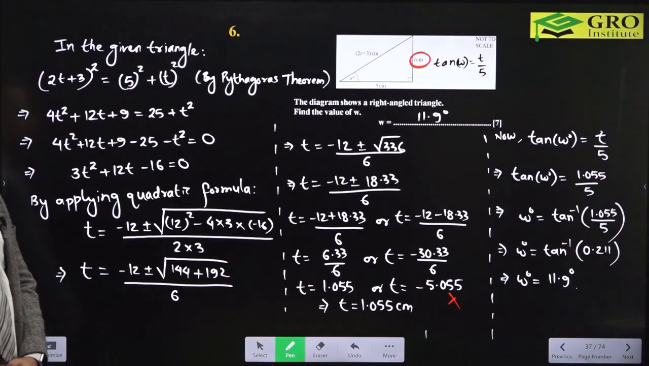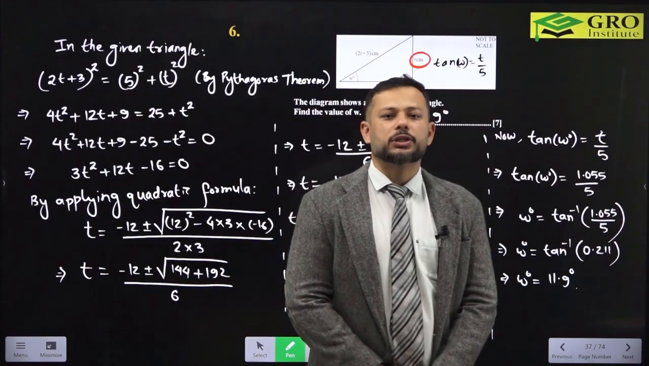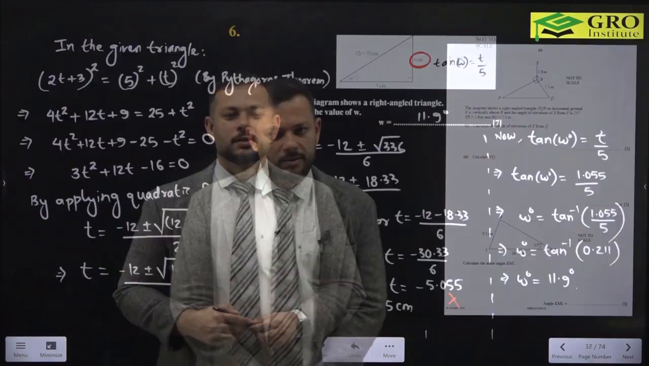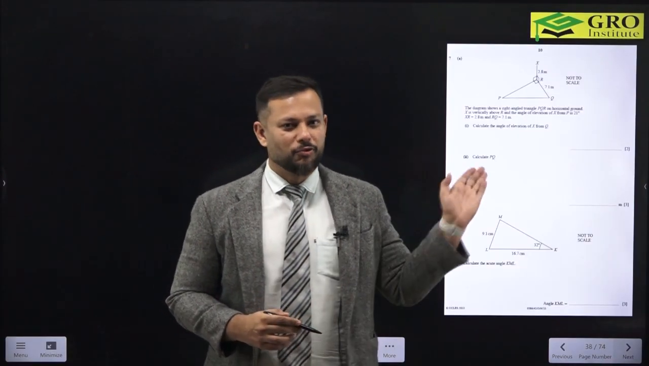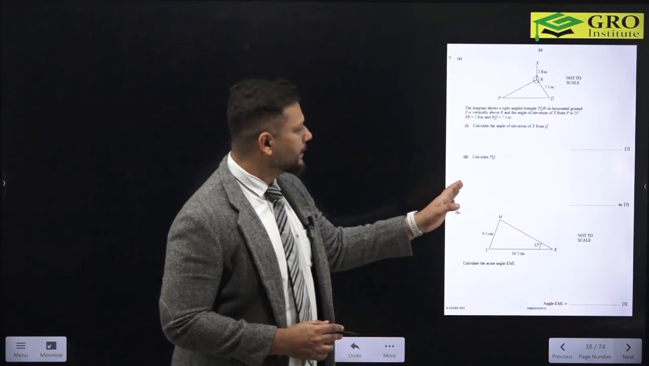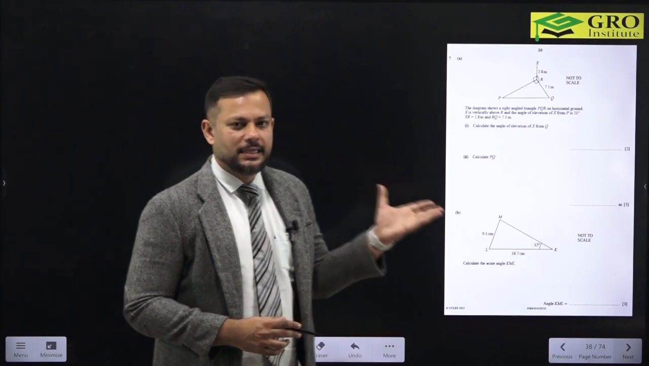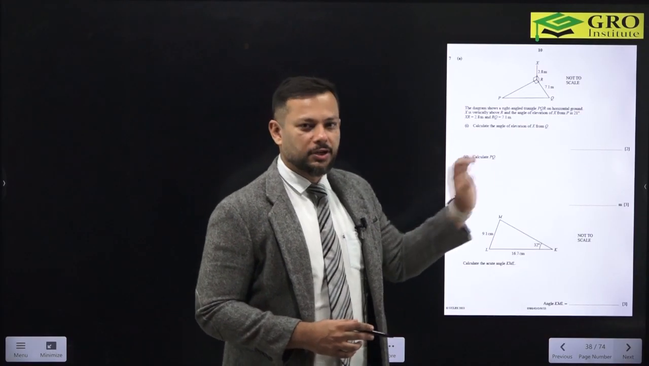So we are done with this question number 6, and now we are going to start the next question, that is question number 7. So yes, dear students, let us move to the next question, question number 7. This question is again related to trigonometry. The previous question was from basic trigonometry. This is from further trigonometry, right?